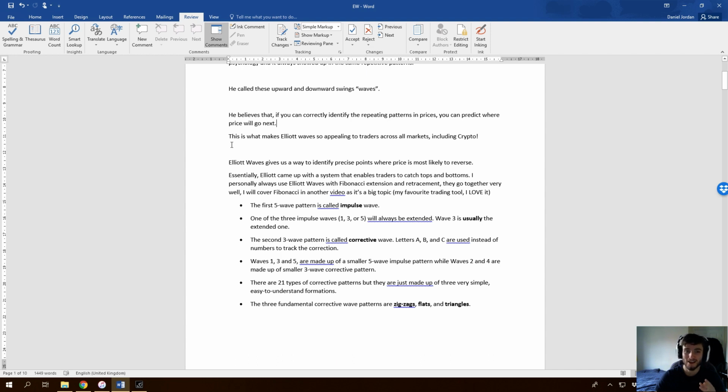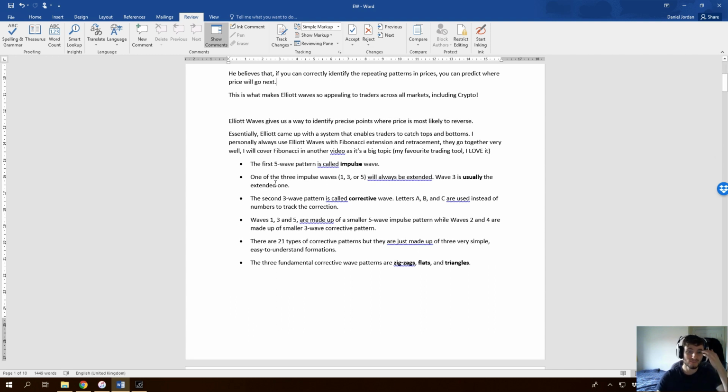Interesting, though. This is what makes Elliott Waves so appealing to traders across all markets, including cryptocurrency, forex, stocks, commodities, everything where you can have a chart is a brilliant place to be using Elliott Waves because of the psychology around traders. It's included in all markets.